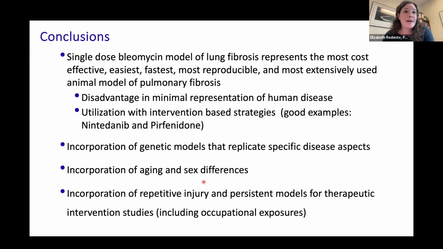its own. But we do need to remember and recognize that this model has been used to develop the 2 therapies that are currently used for IPF, nintedanib and pirfenidone. So it absolutely has its place. But I do think it's important as we continue to move forward to think about the incorporation of genetic models that replicate specific disease aspects, thinking about aging and sex differences in our models, the incorporation of repetitive injury and persistent models for therapeutic studies, including occupational exposure.